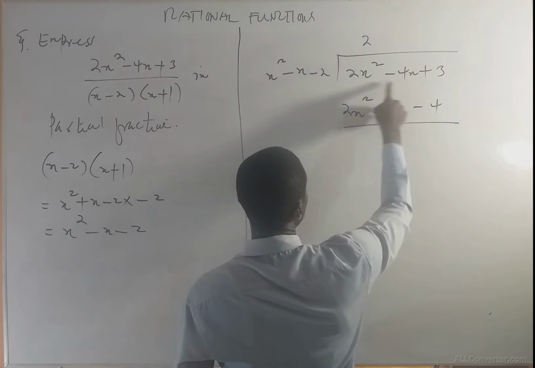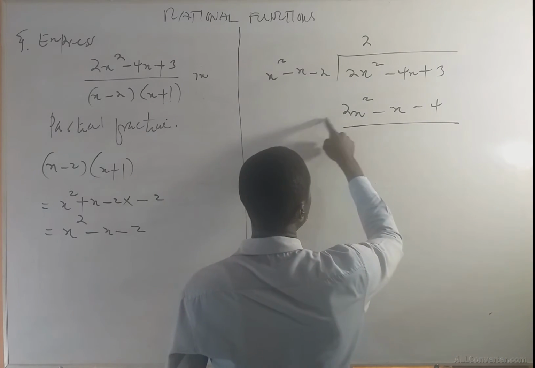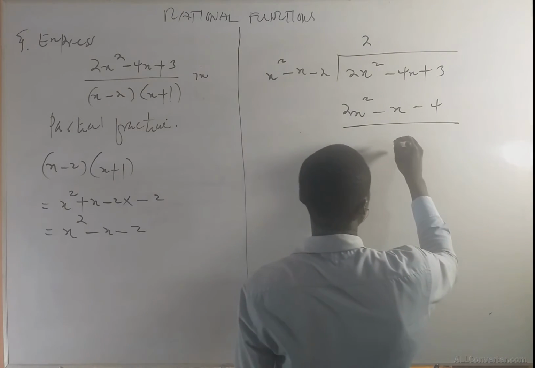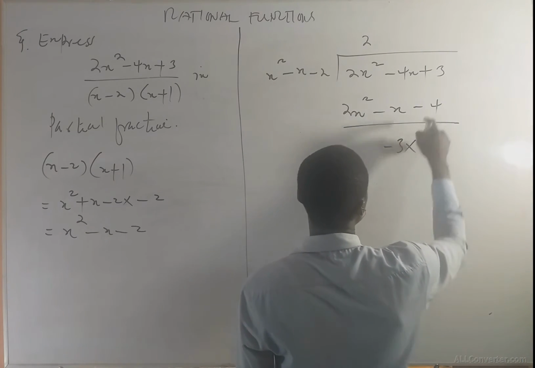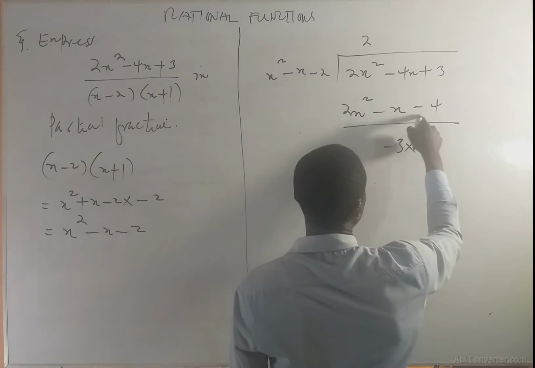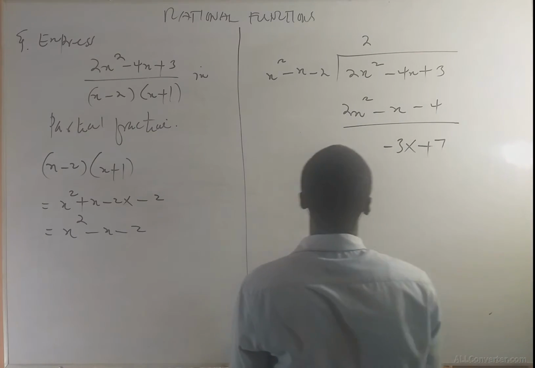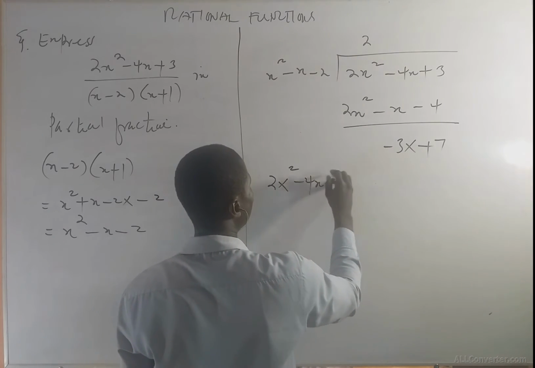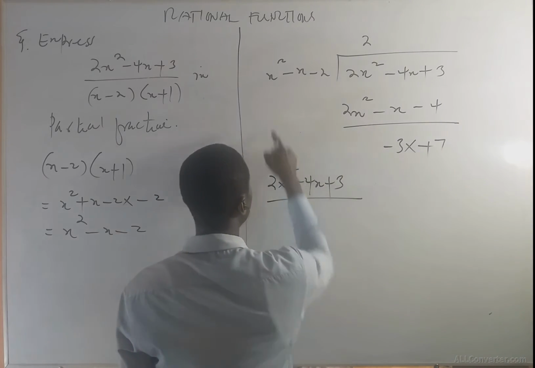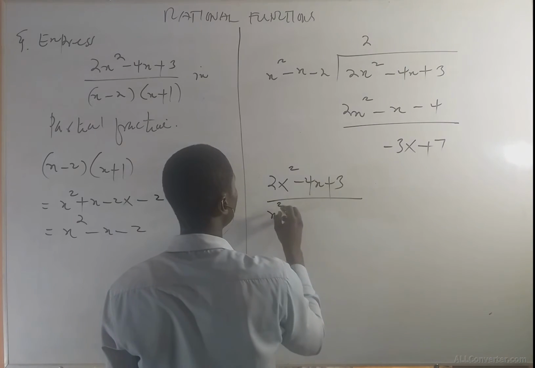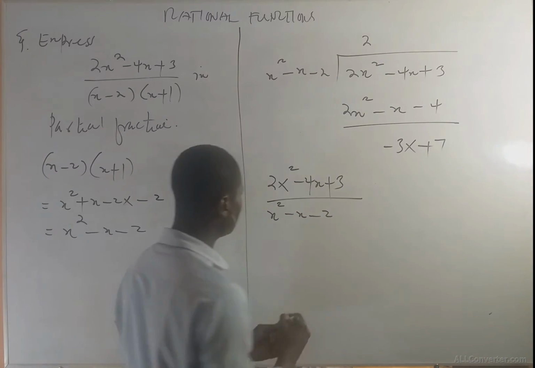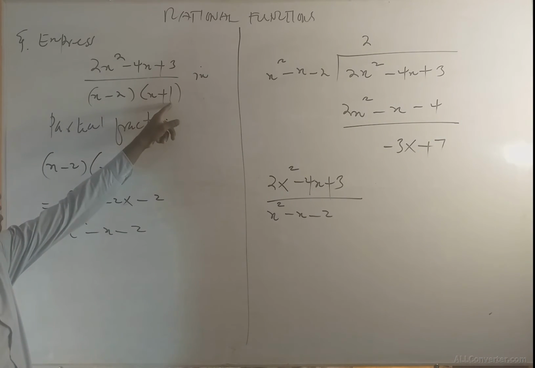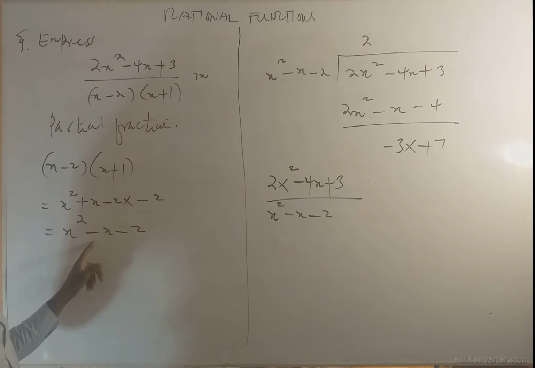Then minus 4x minus minus 2x. So minus minus 2x will give us plus 2x. So minus 4x plus 2x will give us minus 2x. Then 3 minus minus 4 will give us plus 7. That means that when we divide 2x squared minus 4x plus 3, all divided by x squared minus x minus 2. Don't forget that x squared minus x minus 2 is the same as x minus 2 times x plus 1. We multiplied before we had this quadratic expression.